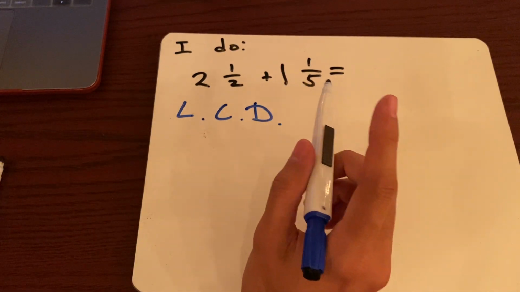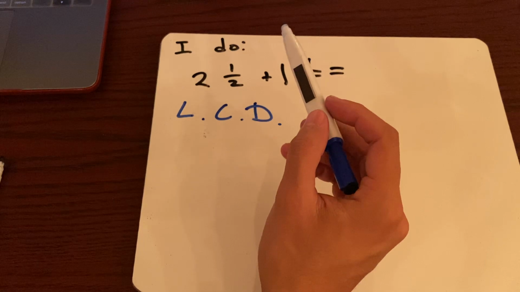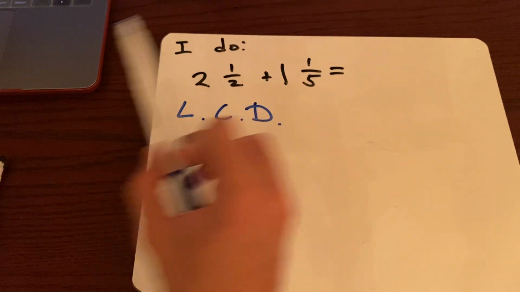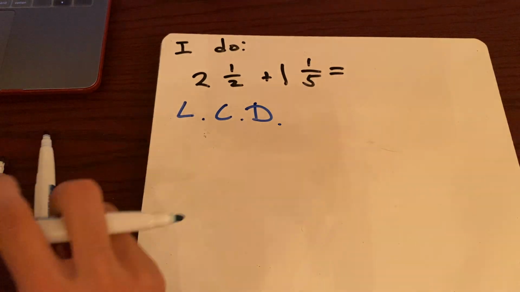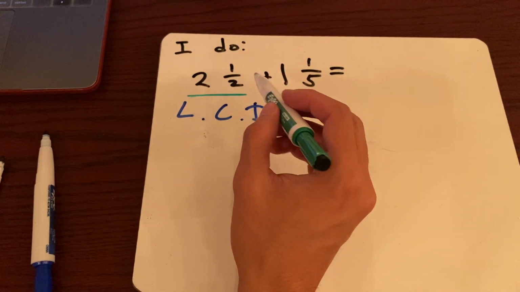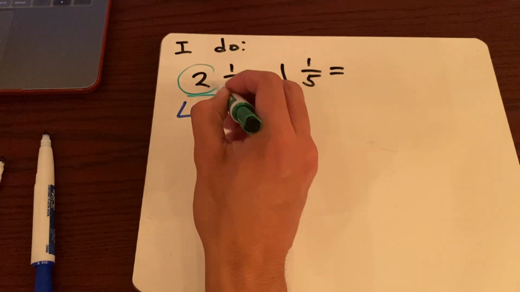So for now, let's just do the same thing we were doing before where we just identify our whole numbers. Let's identify our whole numbers. Here, for this fraction, 2 wholes and 1 over 2. My whole number is 2.